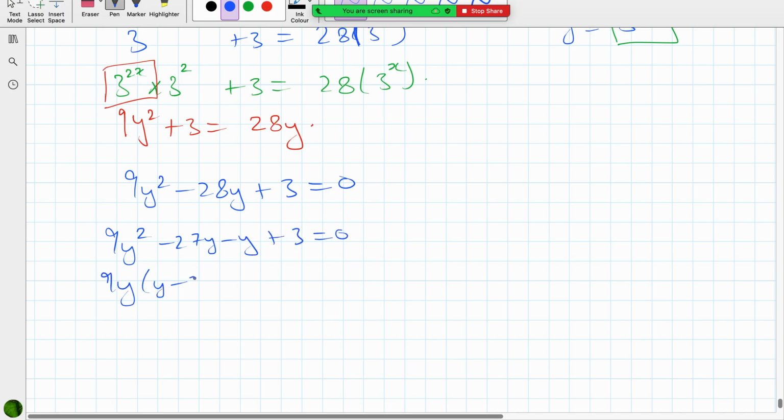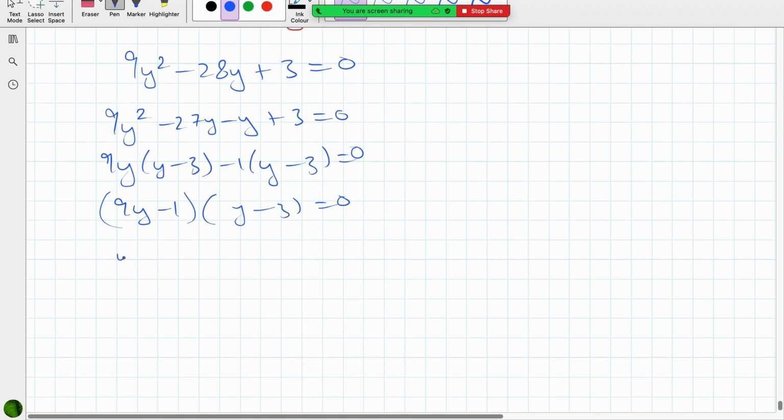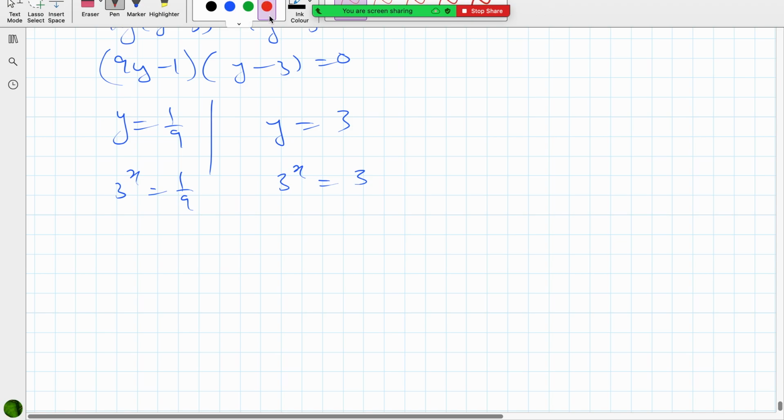9y minus 1 into y minus 3. So first is 1 by 9, the other is 3. 3 raised to power x is equal to 1 by 9. 3 raised to power x is equal to 3. Now see, we don't have to use logarithms every time. So this is 3 raised to power x is equal to 3 raised to power minus 2.